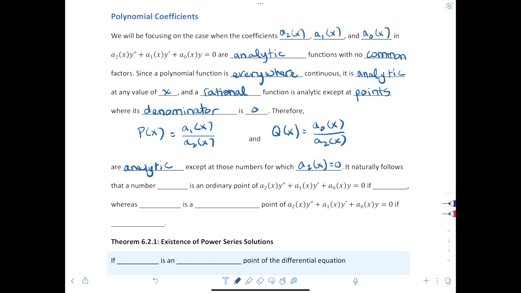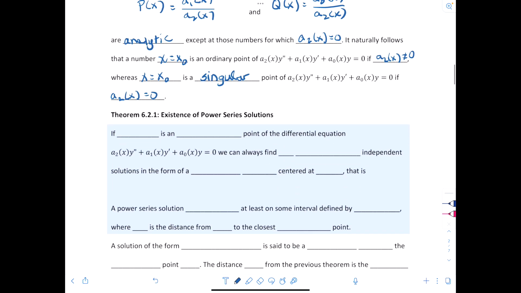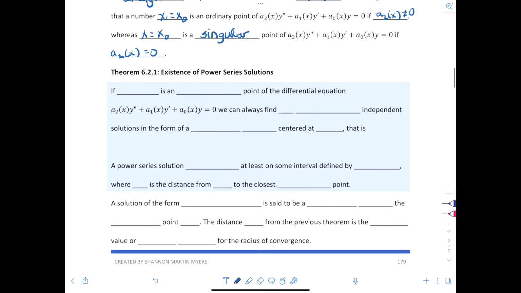It naturally follows that a number x equal to x0 is an ordinary point of a sub 2 at x y double prime plus a sub 1 at x y prime plus a 0 at x times y if a sub 2 at x is not equal to 0. Whereas x equal to x0 is a singular point of that same equation if a sub 2 at x equals 0. So we have to check for issues with the domain.